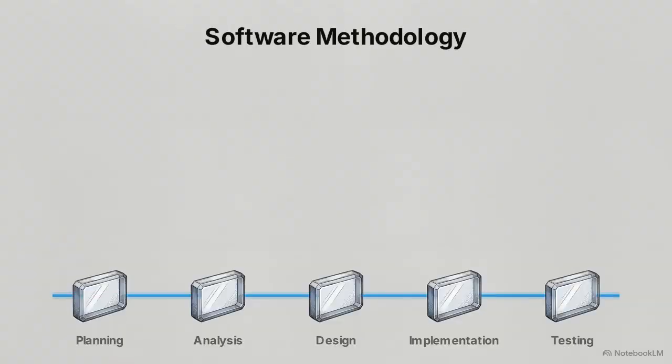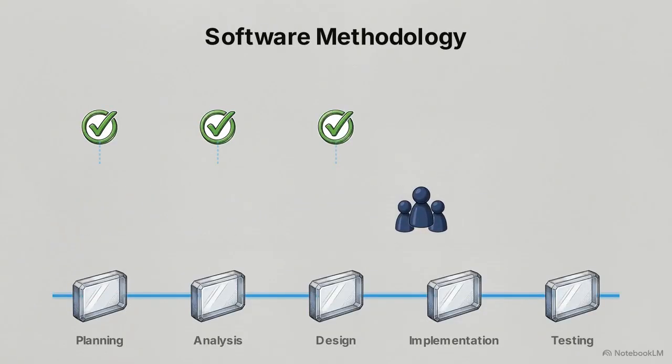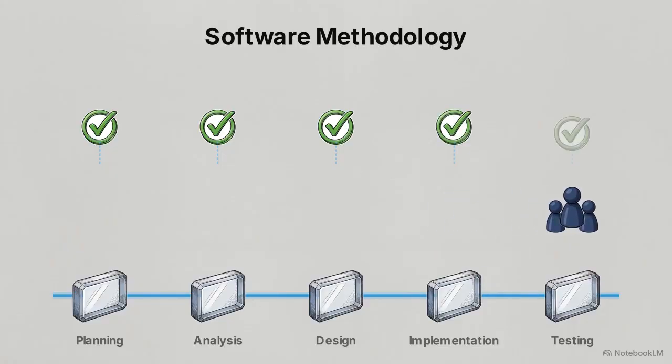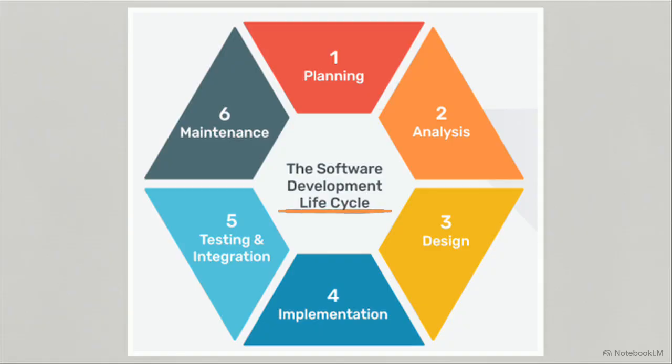It is a step-by-step path that a team follows from start to finish, keeping the work organized and avoiding costly restarts. This diagram shows the 6 fundamental steps that every piece of software goes through, from the first spark of an idea to keeping the app running years later. You have to plan the work, analyze what the user needs, design the solution, actually write the code, test it for bugs, and then maintain it after it goes live.